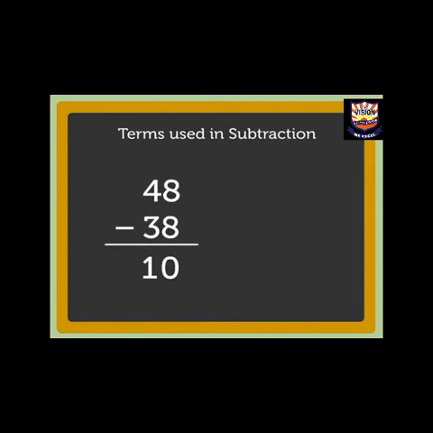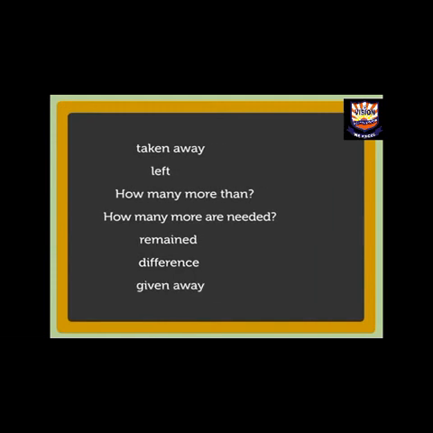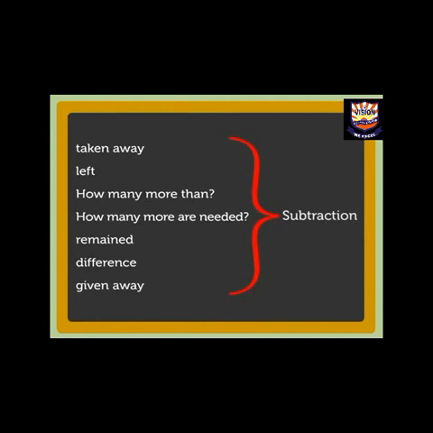Now let me tell you the terms used in subtraction. The number from which another number is being subtracted is called the minuend. The number which is being subtracted is called the subtrahend. And the answer which we get after subtraction is called the difference. Taken away, left, how many more are needed, remained, difference, and given away are all terms which are used for subtraction.